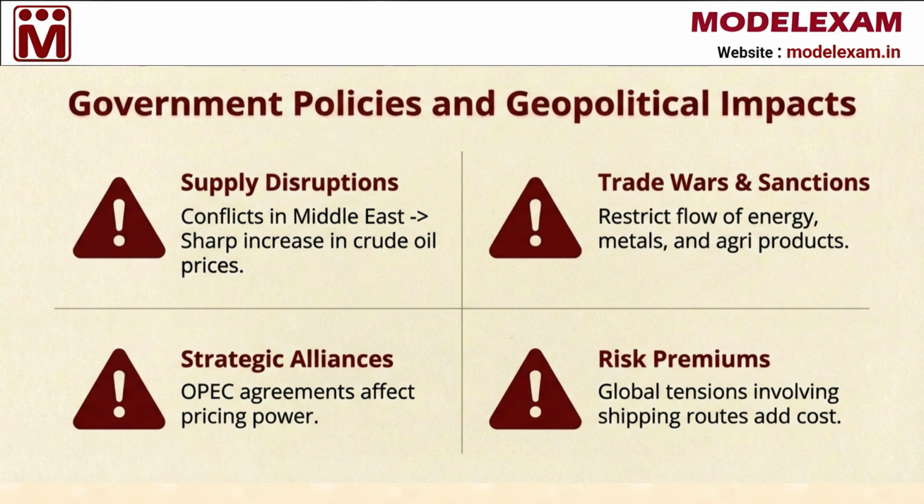Finally, we have to look at the risks. Geopolitical impacts can cause sudden shocks. Supply disruptions like conflicts in the Middle East can cause a sharp increase in oil prices. Trade wars and sanctions can restrict the flow of goods. Strategic alliances like OPEC agreements affect pricing power. All these add what we call risk premiums, making commodities more expensive due to uncertainty.